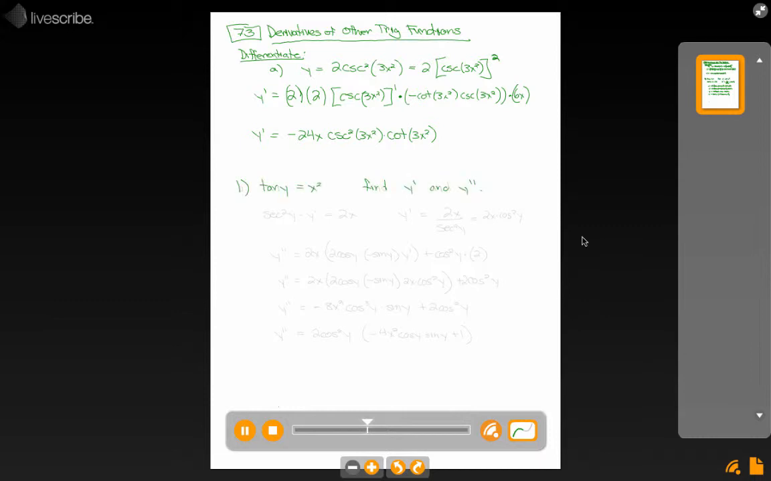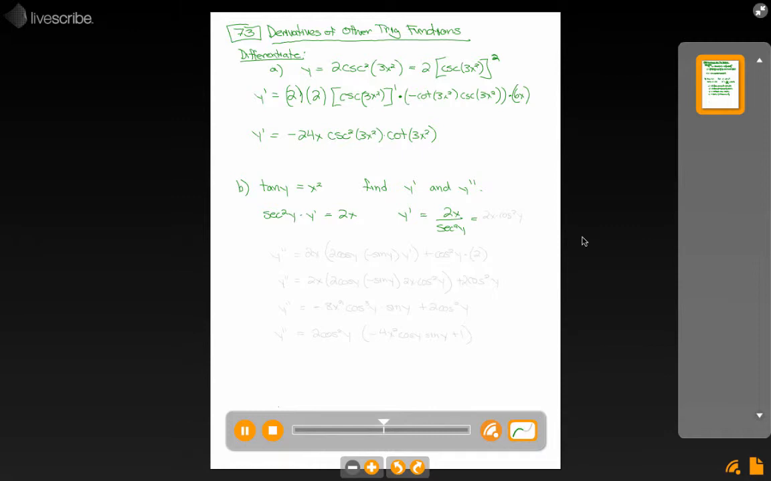Now let's try another. This time we're given tan y equals x squared, and we're asked to find y prime and y prime prime, the first and the second derivatives of this. Hopefully it jumps out at you right away as implicit differentiation. I need to start off by taking the derivative of everything with respect to x. So I'm going to have secant squared y times y prime equals 2x. So y prime equals 2x over secant squared y.